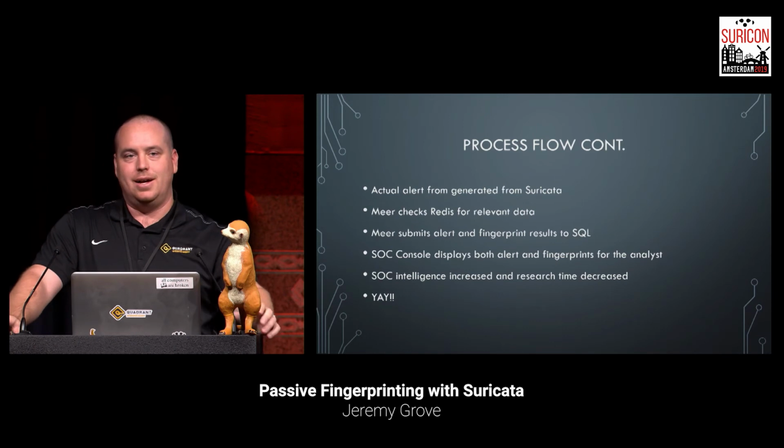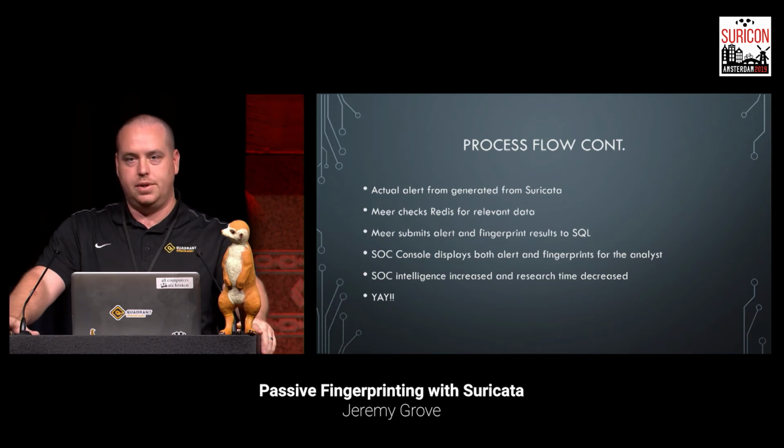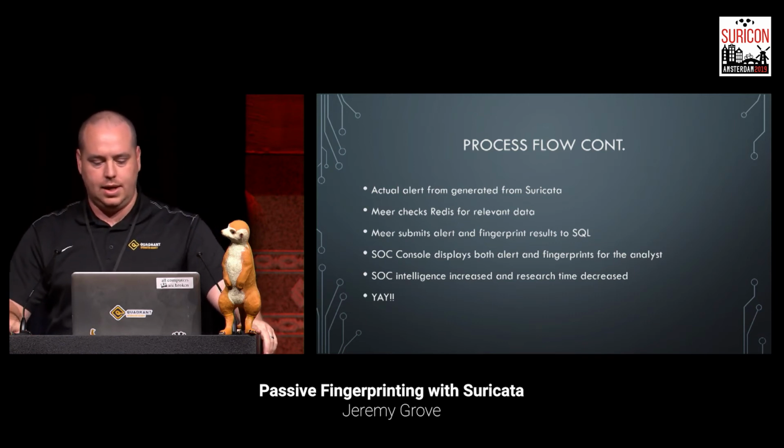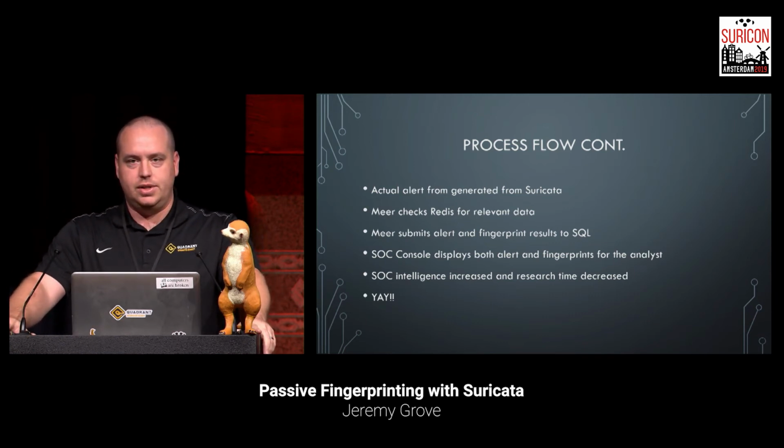Any relevant data in the Redis database for those IPs will then be sent to our backend, to our SQL database, along with the alert that was generated, so that when the SOC console displays the information, it doesn't just display the alert that has gone off, but it displays all the fingerprint information that we have to go with it as well. That way, in one nice, easy screen, the SOC analyst is able to go through the data. It limits the amount of research that they have to do. And it does increase the SOC intelligence and the amount of time.